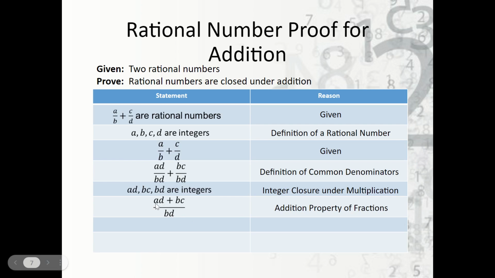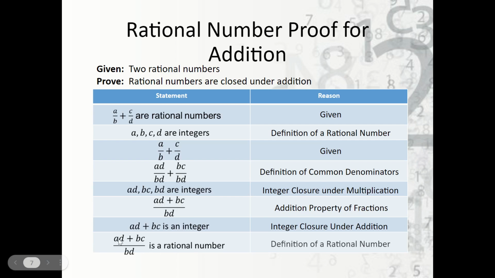Now the question is, is ad plus bc an integer? Well, it is an integer, and we know that because of integer closure under addition. Anytime we add two integers together, we end up with another integer. We already stated that this was an integer and this was an integer. We add them together, we get another integer. So that means that this part up here and this part down here are both integers, which means that it's a rational number. The reason for that is just the definition of a rational number. Remember, a rational number definition says that the numerator is an integer, the denominator is an integer. We proved that this is an integer and this is an integer, therefore it is a rational number.